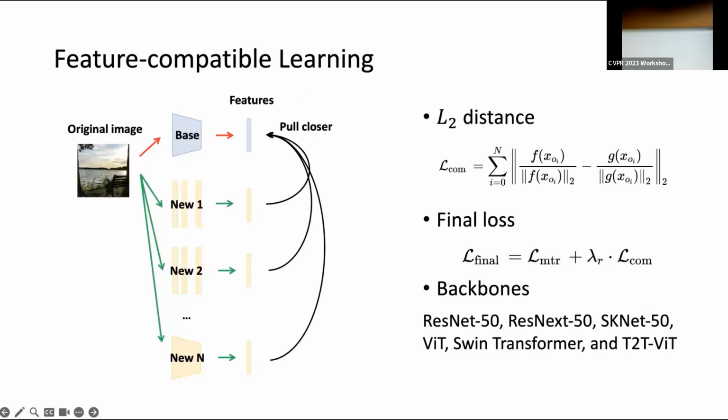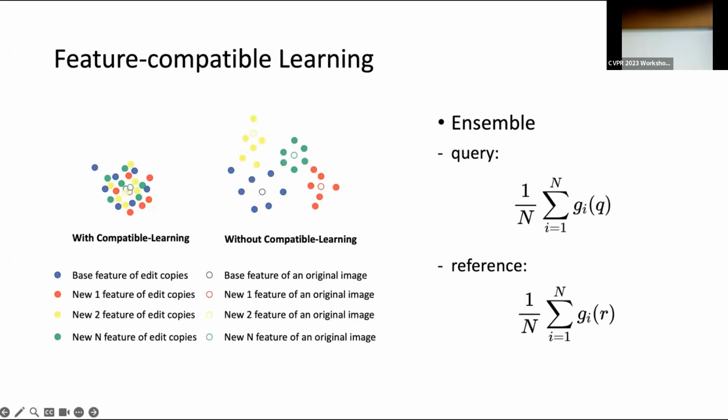We use 6 backbones for the new networks. That is the ResNet50, ResNet50, SKNet50, Swin Transformer, Swin Transformer, and T2T-ViT. After the training, we can visualize the features. You can see that with the compatible learning, the features of the edited copies and original images are near. However, if we don't use the compatible learning, the features from different models are far away, and therefore they cannot be ensembled at the feature level. So with the feature compatible learning, we can ensemble the query features and the reference features.